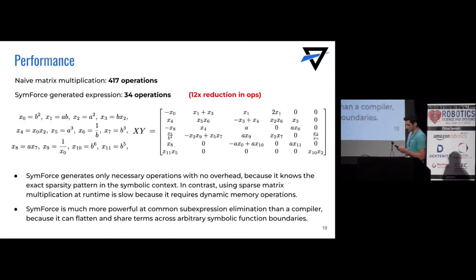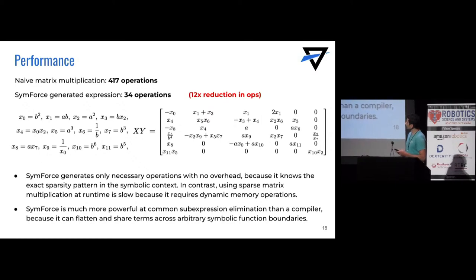So naively computing x, y, and their dense product requires 417 operations. SymForce's generated expression, as shown here, requires only 34 operations. SymForce generates output entries directly with no overhead because it knows the exact sparsity patterns from the symbolic code. In contrast, using sparse matrix multiplication at runtime is slow because it requires dynamic memory allocation. In addition, SymForce is much more powerful at common subexpression elimination than a compiler because it can flatten and share terms across arbitrary symbolic function boundaries.